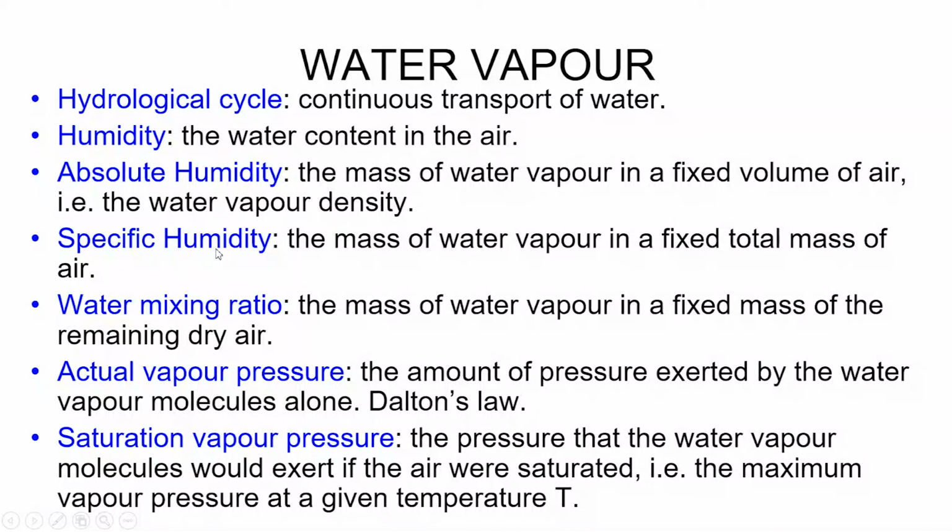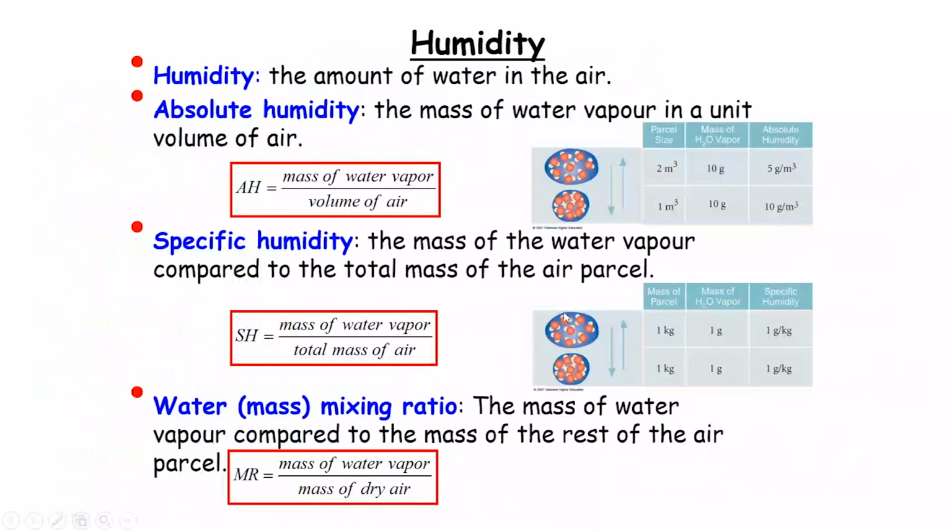Then specific humidity is a kind of ratio, that is the mass of water vapor divided by the total mass of moist air. That is the specific humidity. So this water mixing ratio is not required here. Actual vapor pressure. So this is the amount of pressure exerted by the water vapor molecules. Then saturation vapor pressure. This is the pressure exerted by the water vapor which is saturated at a given temperature. So again, this is a better explanation.